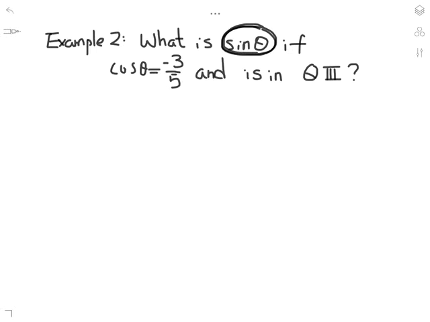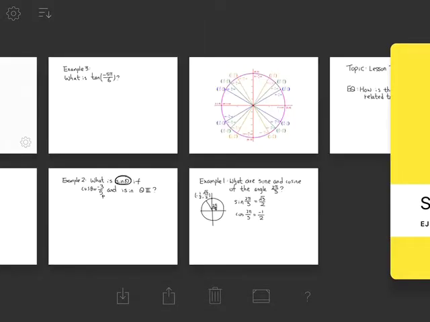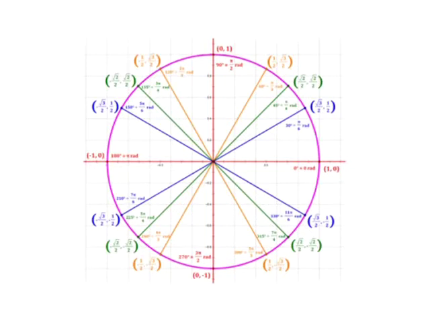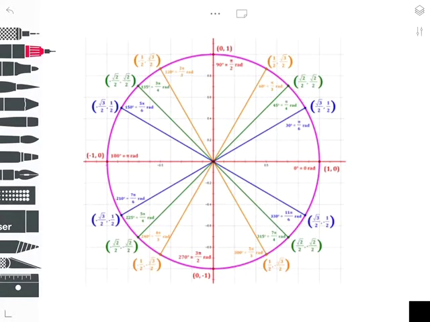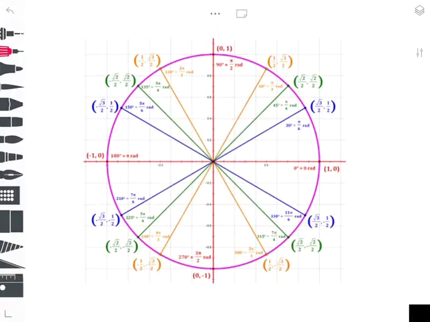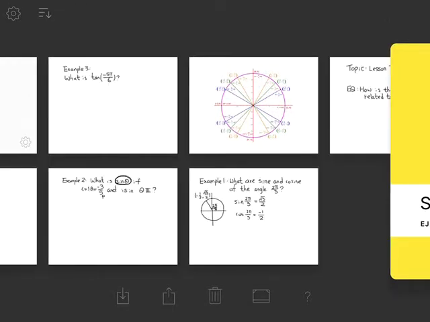Example number 2. What is sine theta if cosine theta equals -3 over 5, and it is in the third quadrant? So this is no longer the unit circle. How do I know? The first clue that I see is that it has a denominator of 5. Let me bring out the unit circle again. Do you see any number with a denominator equal to 5? It doesn't look like there is. So that's the first clue that it's not going to be a unit circle for this example.